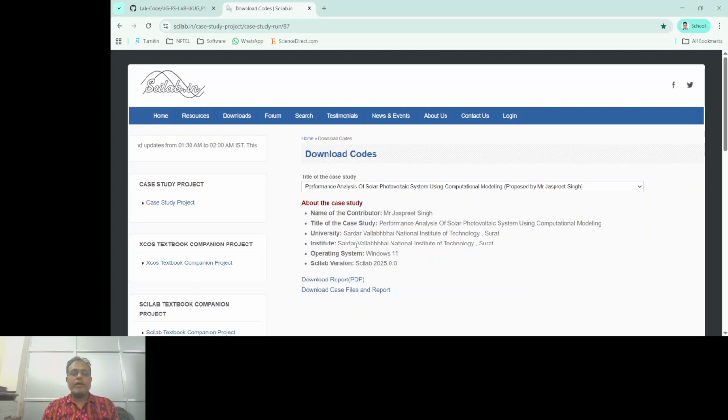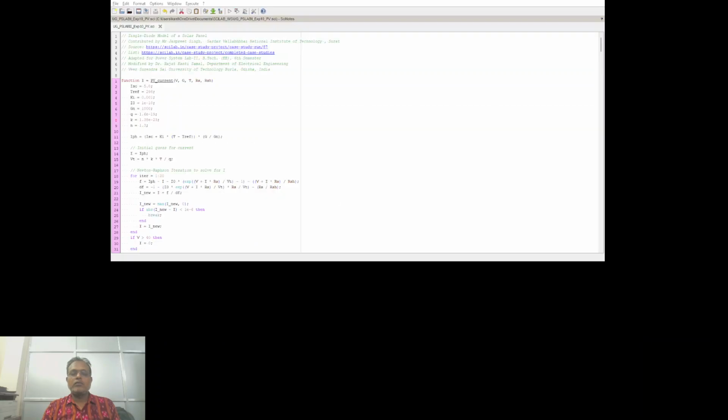Here you see there are two things. One is the report on how this code has been written, what the parts of the code are, and what it implements, and when you go to case files and report, you can download the code. I have downloaded this code and added some comments there. So we will now go directly to Scilab. If you can see here, I have opened this code on Scilab.